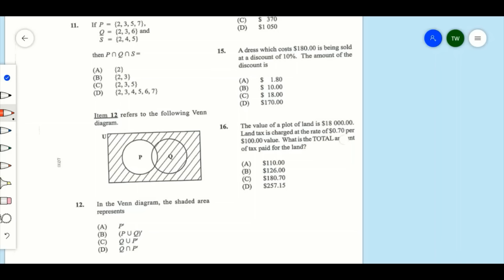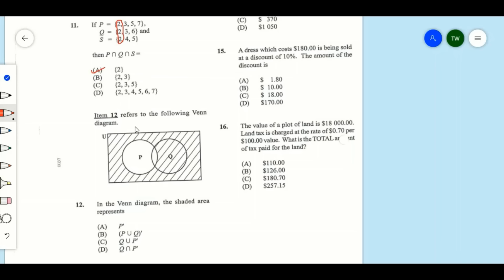Item number 11. If P equals {2, 3, 5, 7}, Q equals {2, 3, 6}, and S equals {2, 4, 5}, then P intersect Q intersect S is, what we're going to do, we're going to look for the number that is common to all three sets. So when you look here, 2 is common to all three sets. That means that would be the intersection. So A is the answer here.